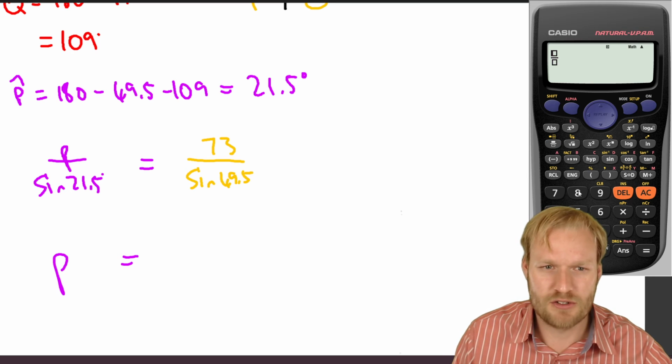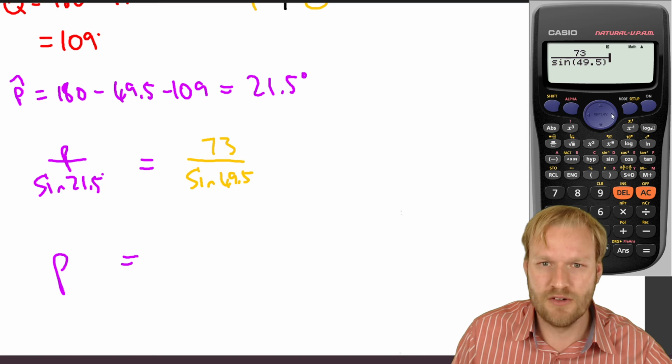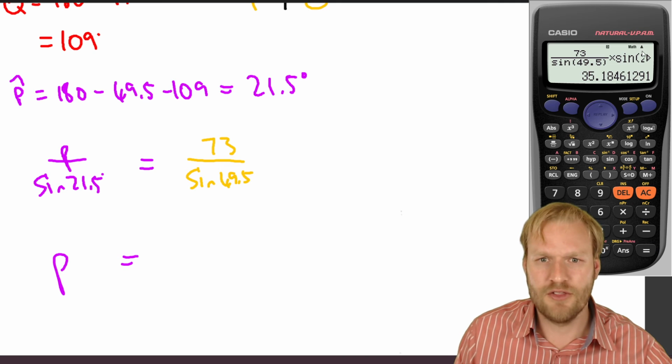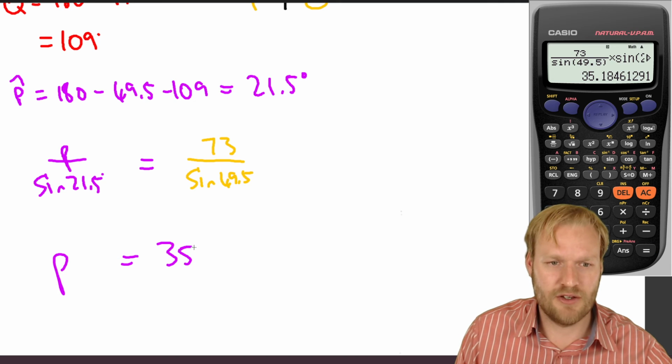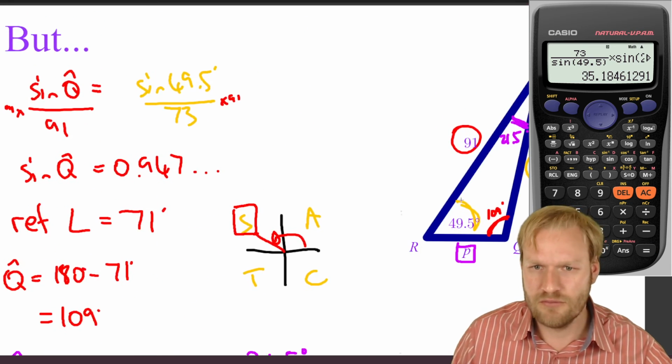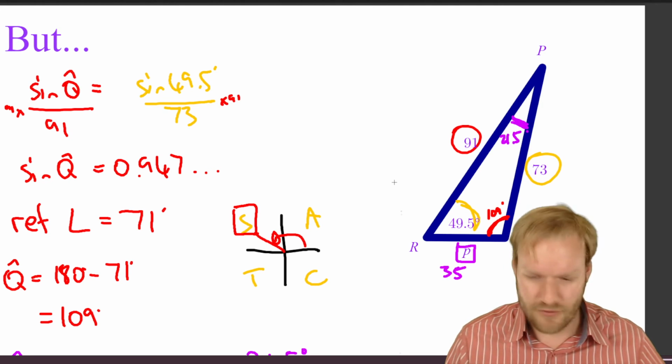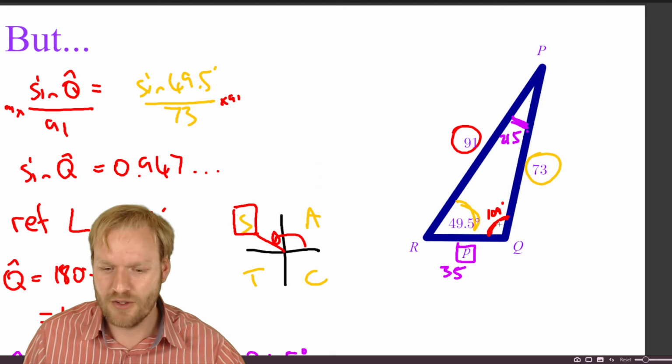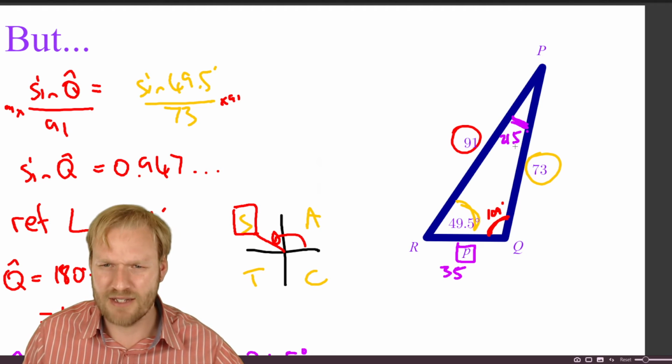And we've got 73 over sine 49.5, and we're going to multiply that by sine 21.5. 35, something or other. 35. Yeah, that seems to kind of fit in with the diagram. If we move that out of the way and move me out of the way as well, this diagram kind of makes sense now.